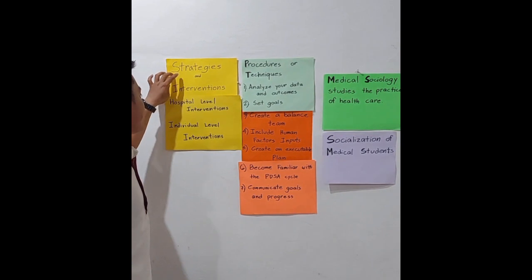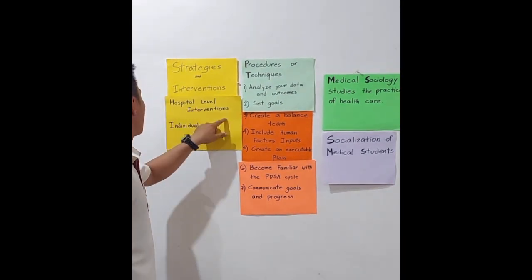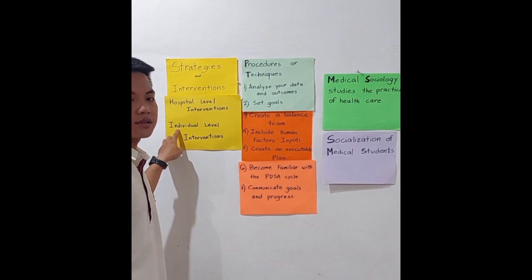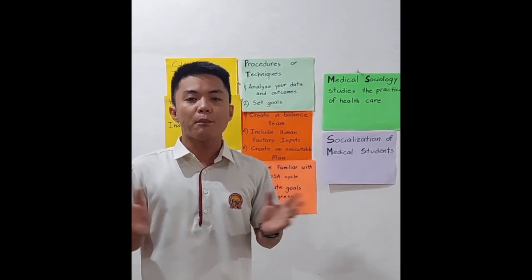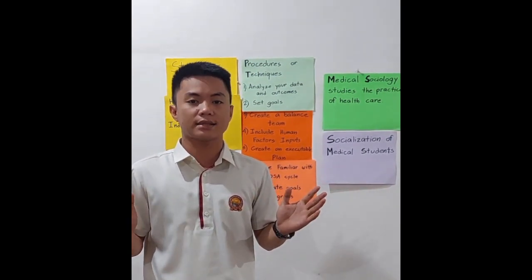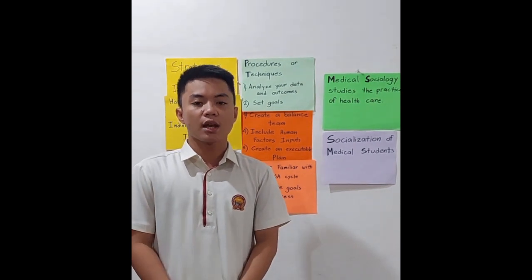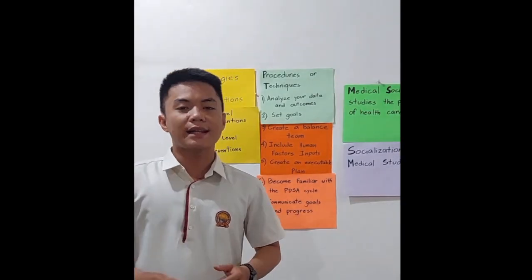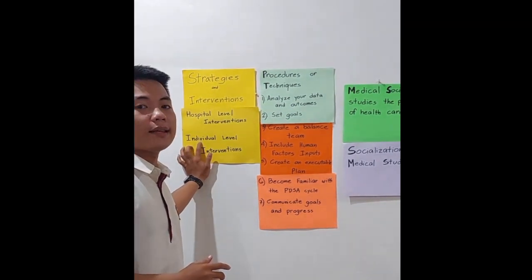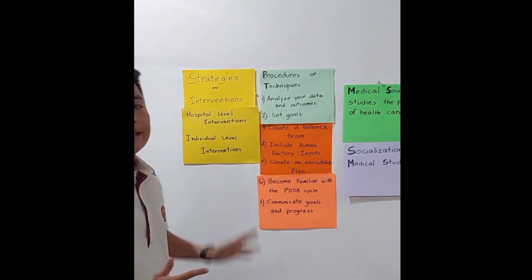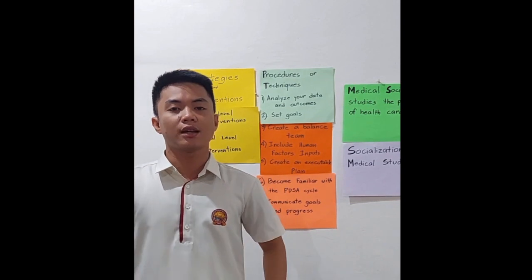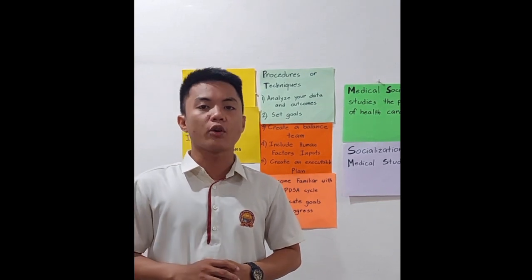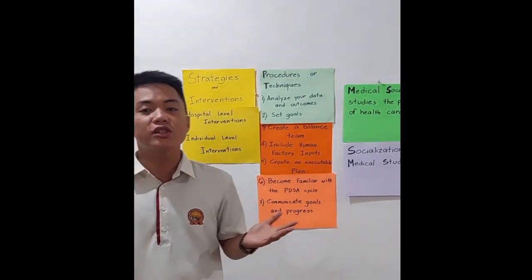Strategies and intervention. We have the hospital level intervention and the individual level intervention. When you say hospital level interventions, these are implemented by means of changes in hospital policies, processes, systems, procedures, and structures. And lastly, we have the individual level intervention. This is implemented to change individual knowledge, attitudes, or skills by means of tools for educating, informing, activating, and engaging individuals.